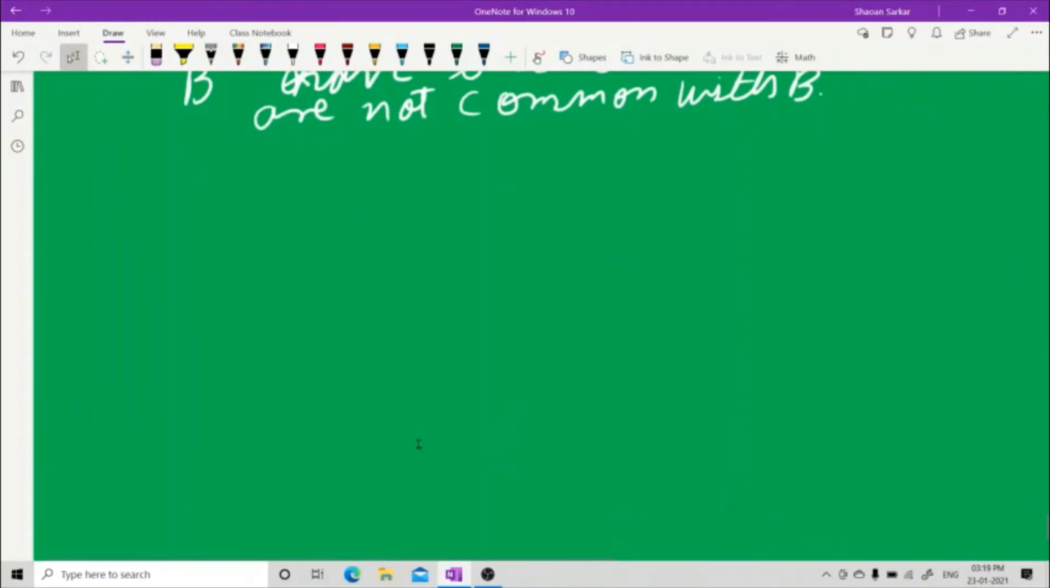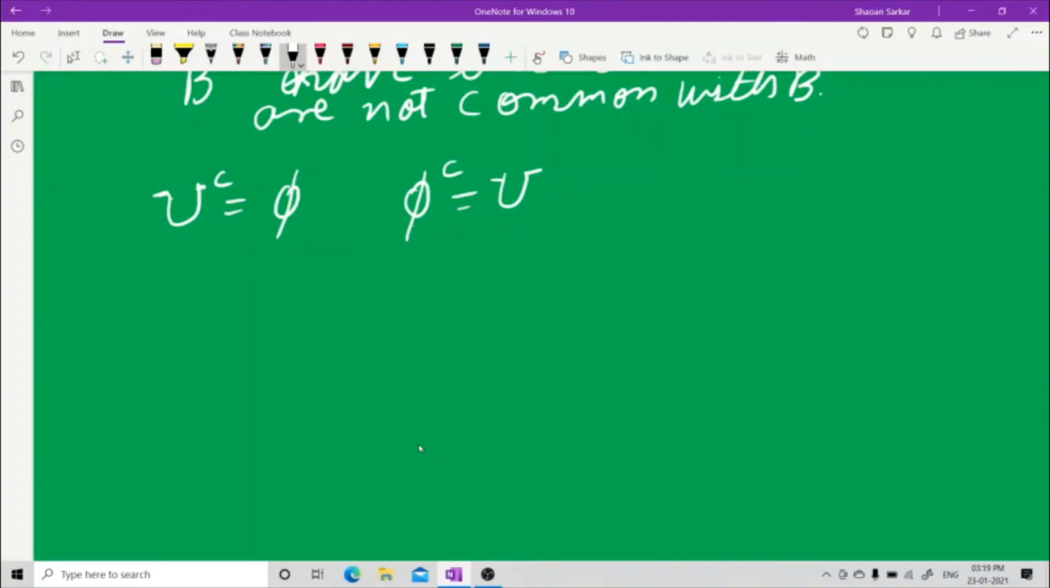Now come to the universal part. The universal's complement is phi, and phi complement is universal. I write universal in this manner, otherwise you will confuse it with union. यूनिवर्सल का opposite कुछ भी नहीं है, कुछ भी नहीं है का opposite है यूनिवर्सल. That's the point. This is the idea.